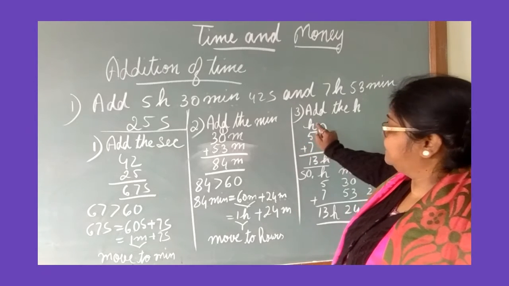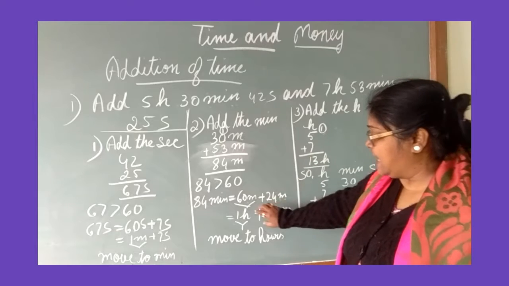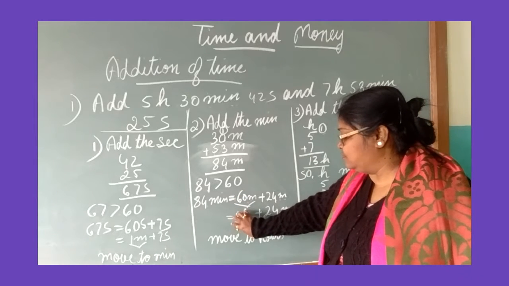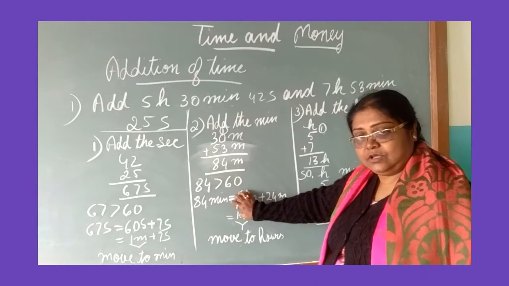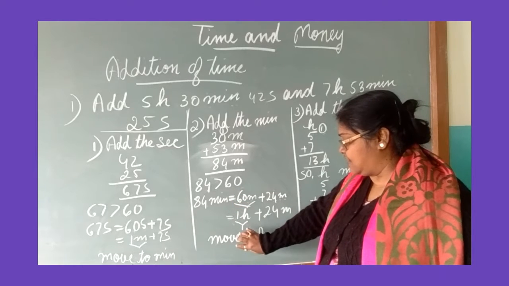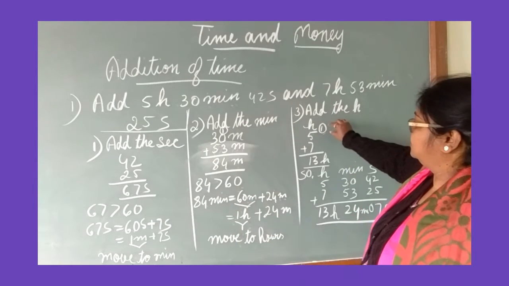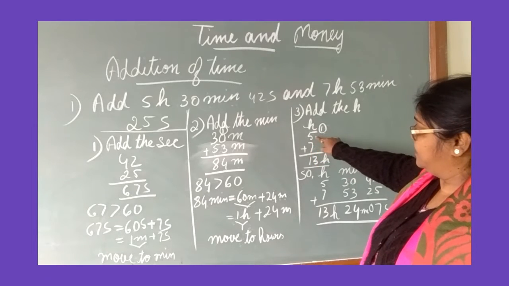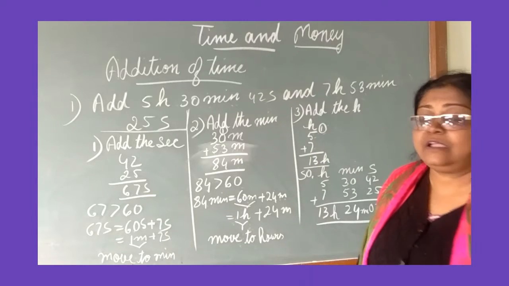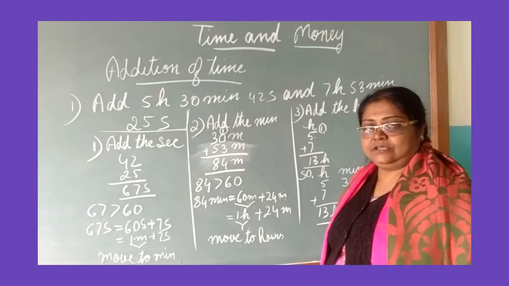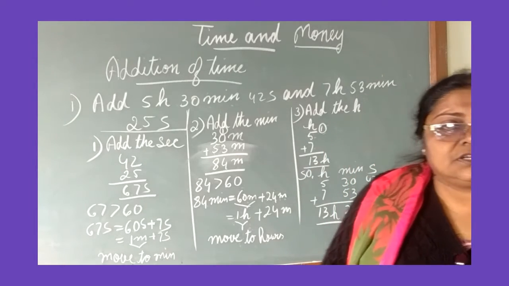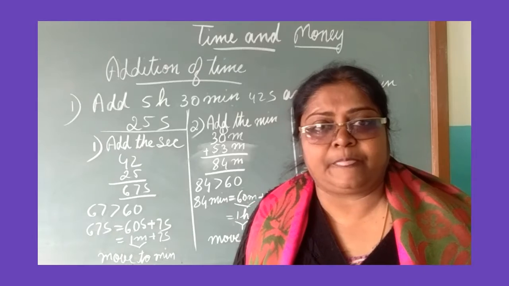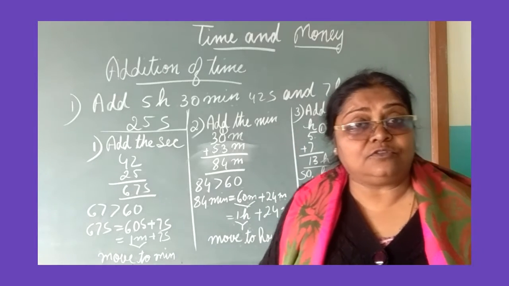So 5 hour plus 7 hour, and this minute it is moved to the hour. No, the 60 minute equal to 1 hour, it moves to the hour. So this one also you will add here. So 7 plus 5, 12 plus 1, 13. So what answer you got? 13 hour.